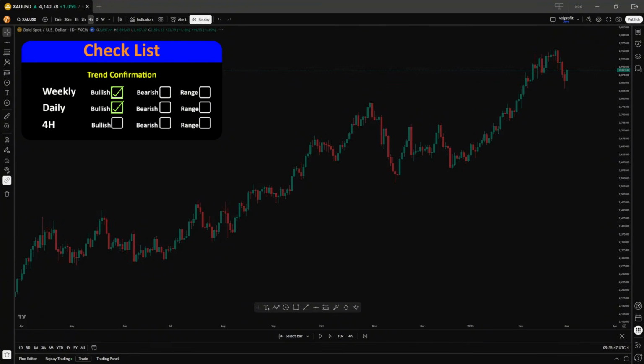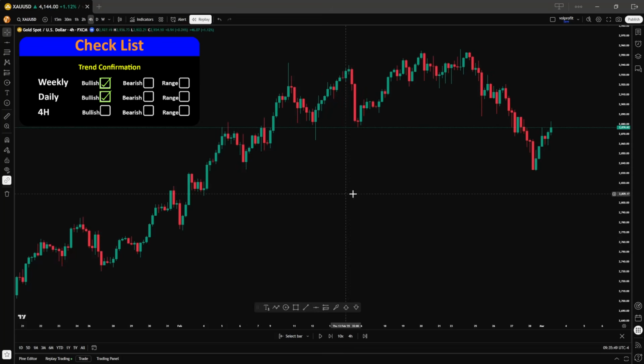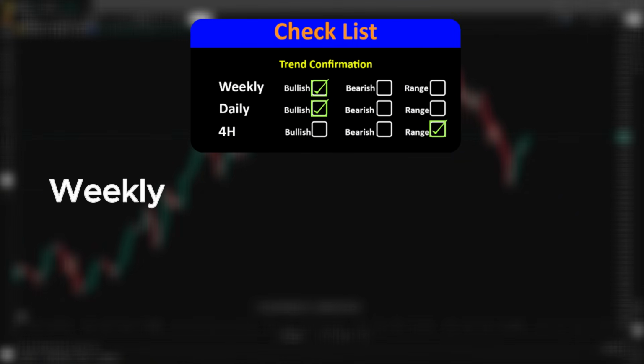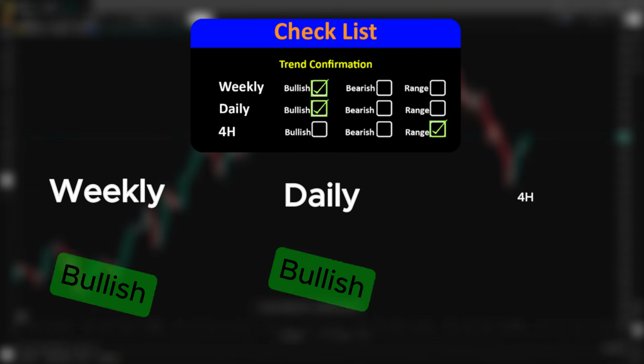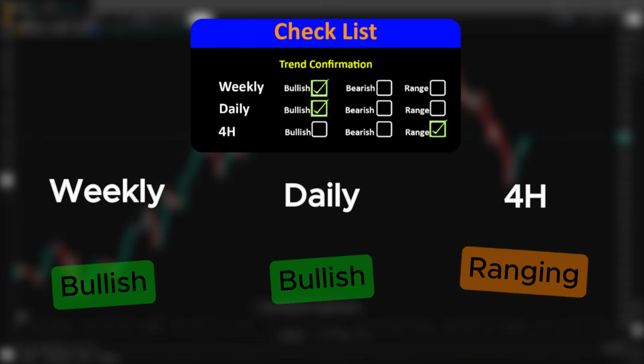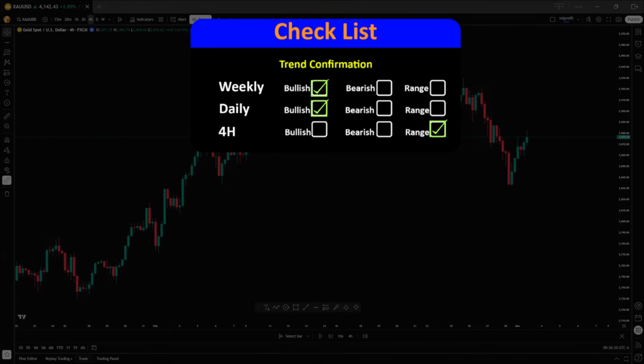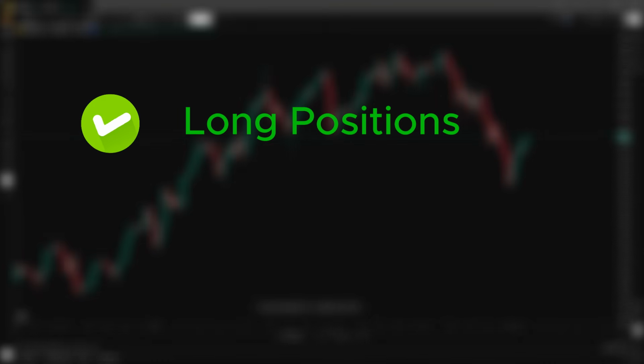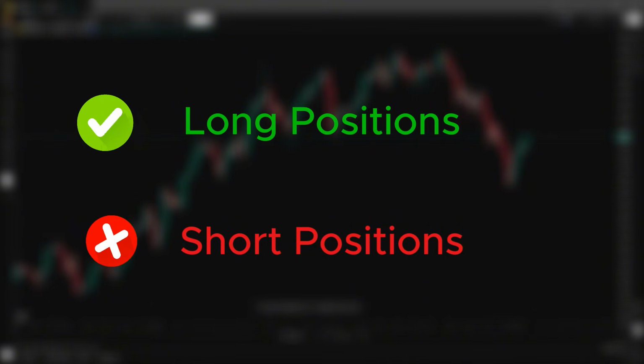Then we move to the 4-hour time frame. Here, the trend isn't clearly bullish anymore. It made a lower low, so it's not trending up, but it hasn't started a clear downtrend either. It's moving in a range. So now we have weekly, uptrend, daily, uptrend, 4H, ranging. When 2 out of 3 higher time frames align in the same direction, we're allowed to trade in that direction. In this case, both weekly and daily are bullish, so we'll look for long positions only. No shorts allowed until at least 2 of the 3 turn bearish.